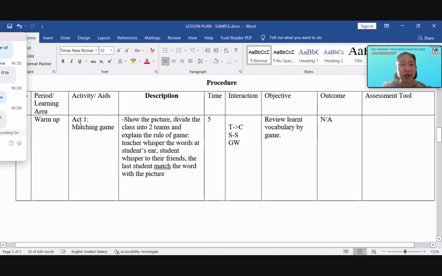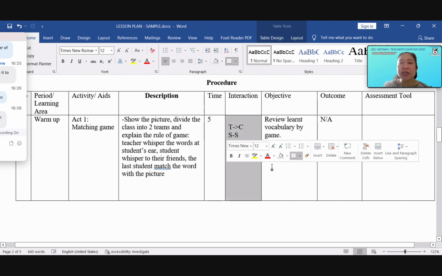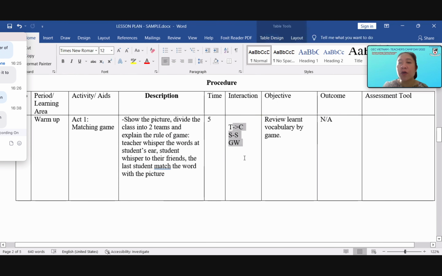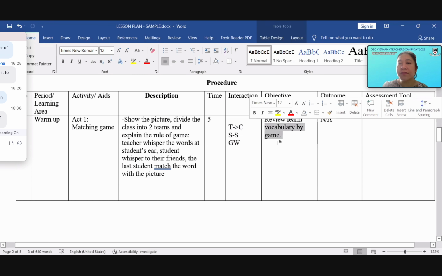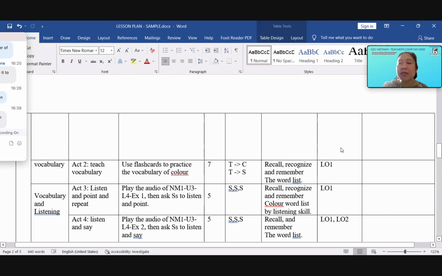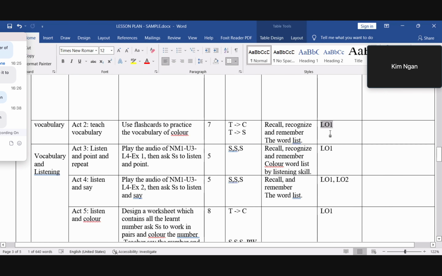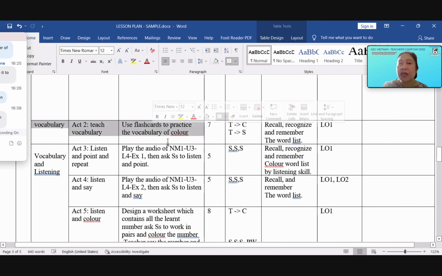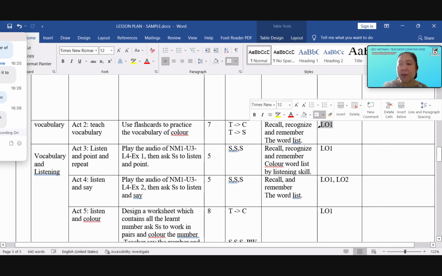And then here is a procedure. You have an activity, you have a description of the activity, you have time for the activity, and you imagine the interaction: how you organize the activity, what interaction it requires. The objective means why you do this activity from your own perspective, not from the students'. And the outcome here means what exactly the student gets and demonstrates after getting involved in your activity. So you have to base it on their perspective.